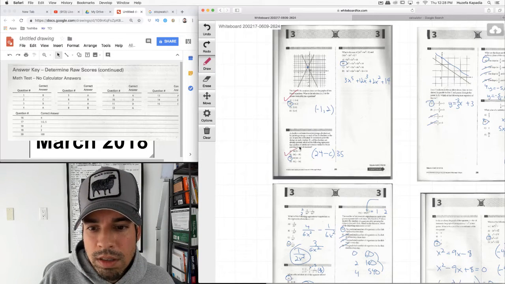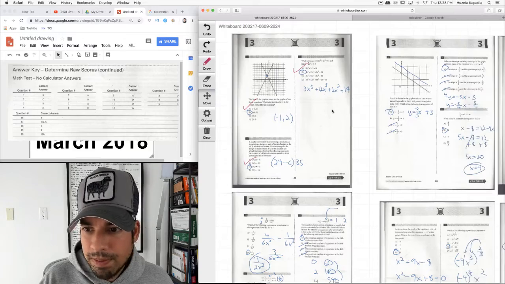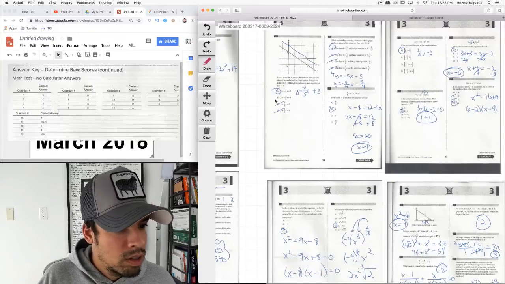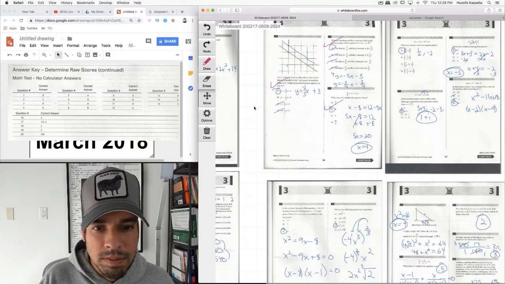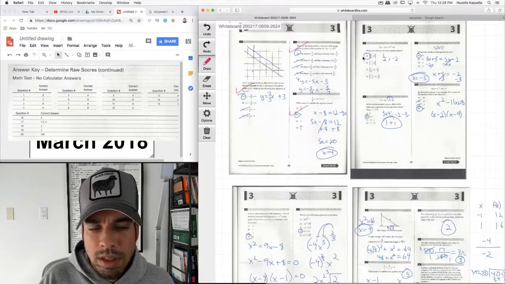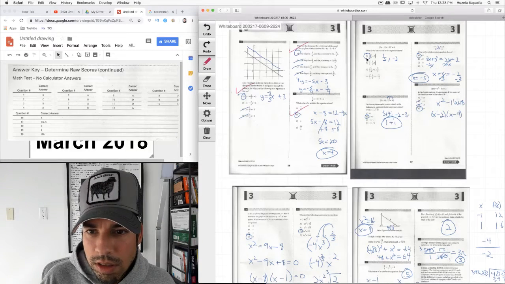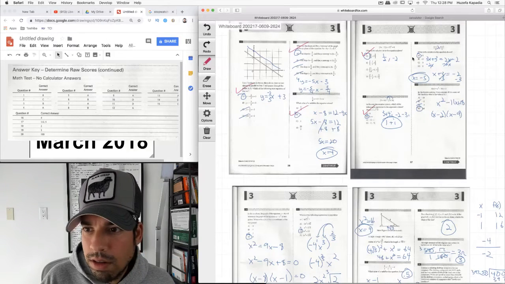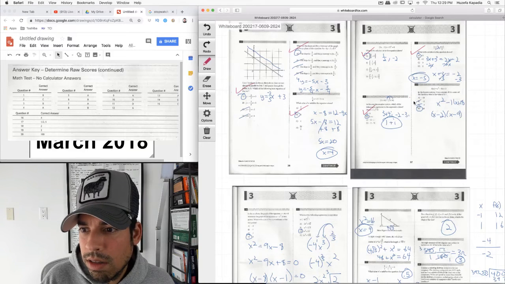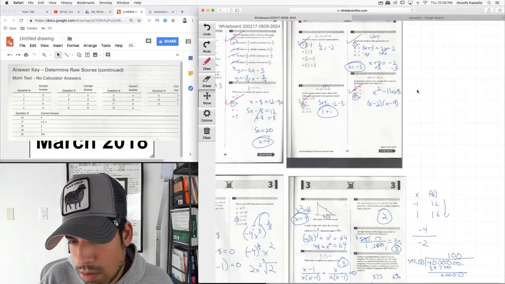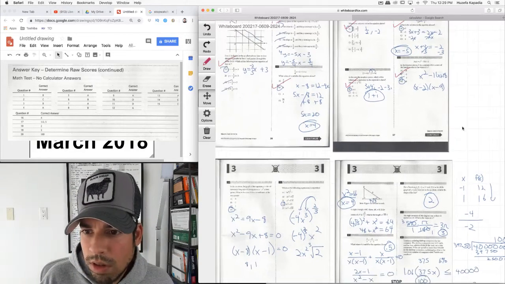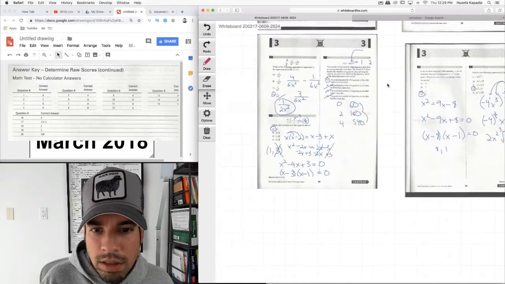BCB. BCB. This one is AAB. AAB. This one is 6, 7 is A, B. 9 is A, that's D. Yeah, so far so good. Those were the first 10 questions, and so far those are all correct. Now we go here.